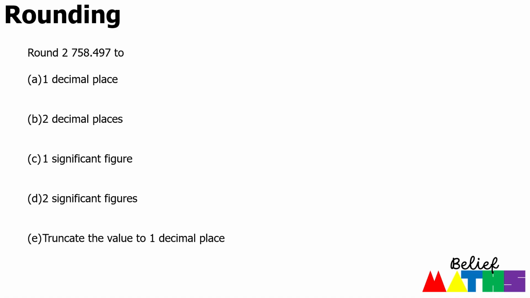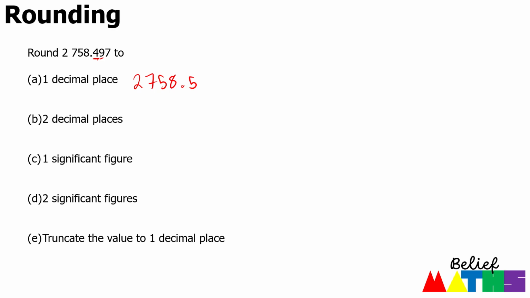So again, rounding to 1 decimal place, we look at the first number after the decimal point, which is a 4. That 9 means we're going to round up, so we get 2,758.5.